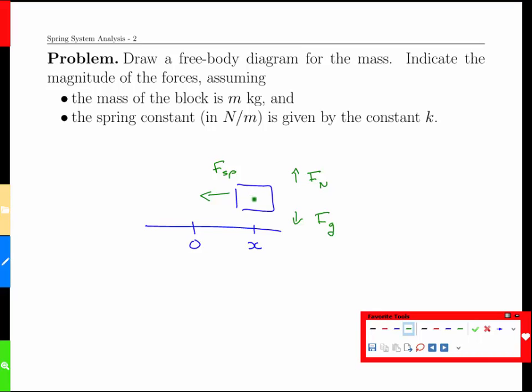So in the end, the only force that's going to be acting on this mass in a nice idealized world would be the spring force. There might also be friction. We're going to ignore that for now. So simply a spring force is the only force applied horizontally to this mass.